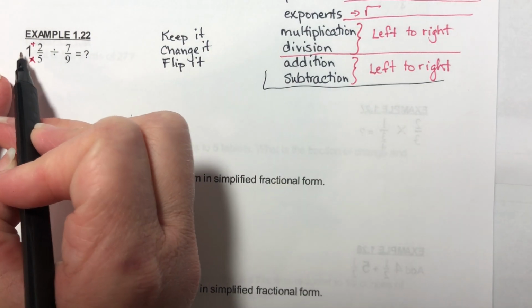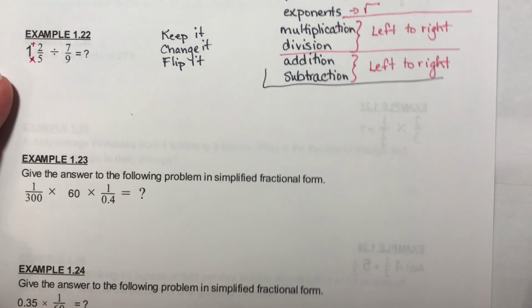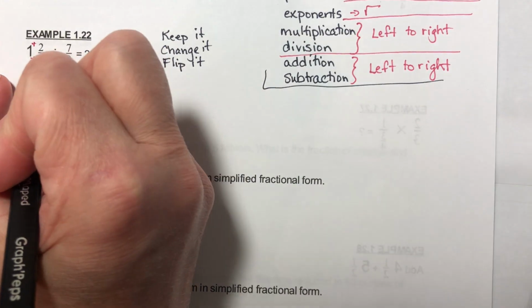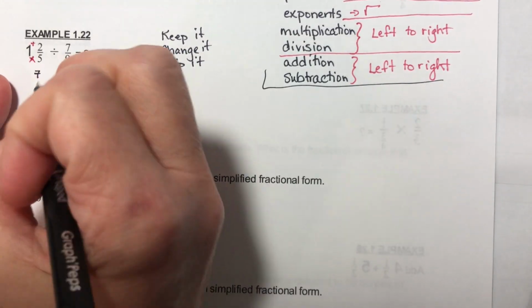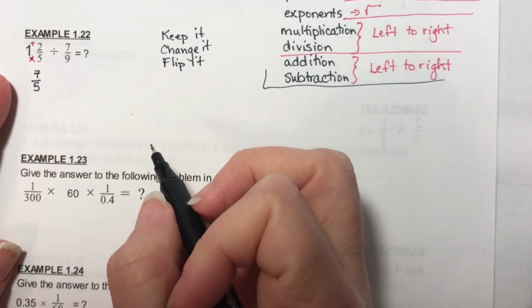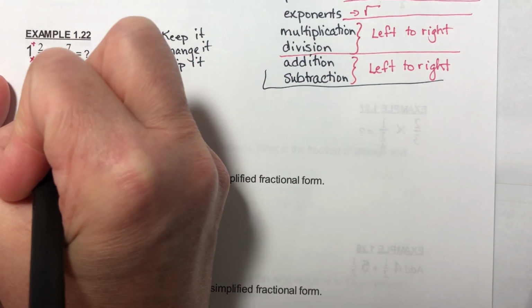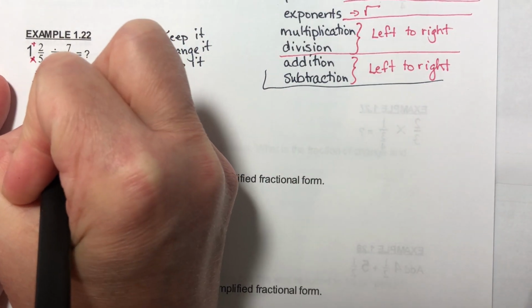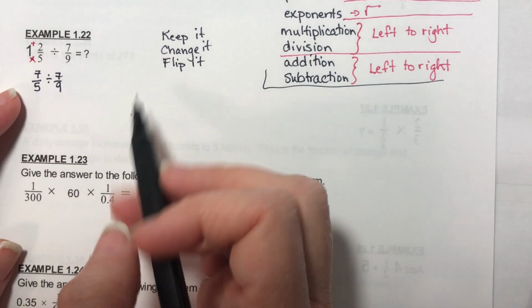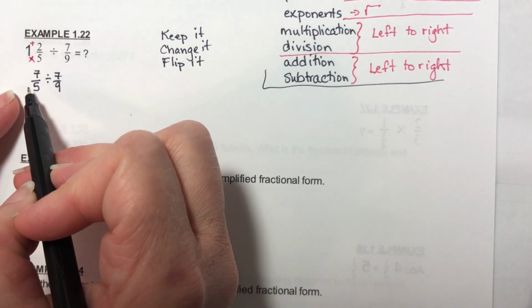5 times 1 is 5. 5 plus 2 is 7. So 7 over 5, 7/5, divided by 7/9. Okay, so now we have it in improper fraction form.